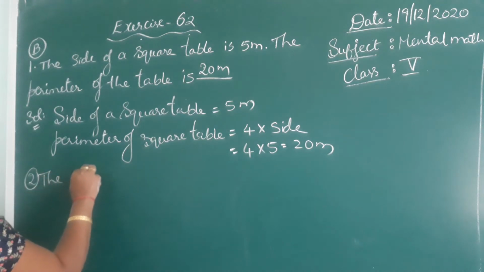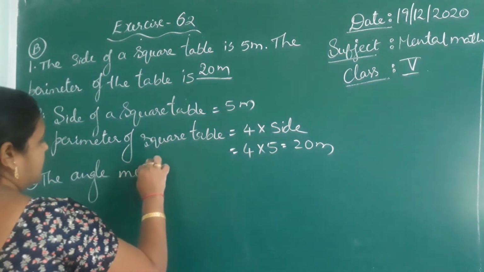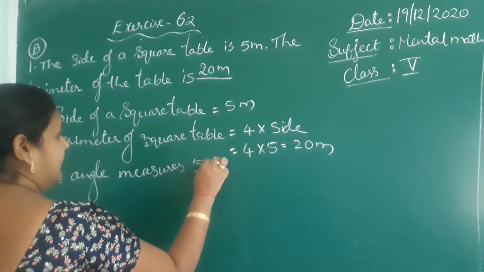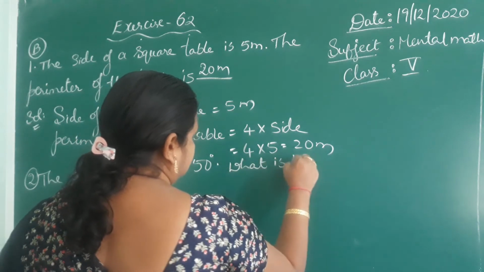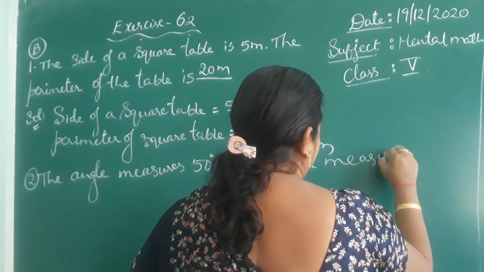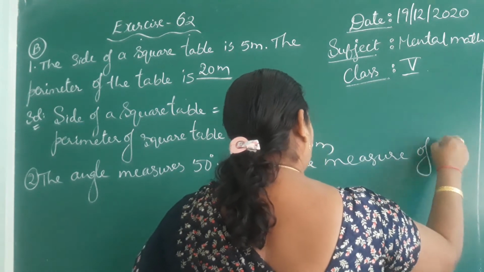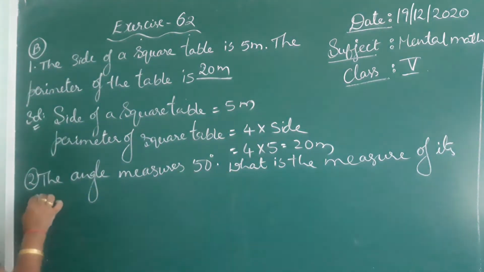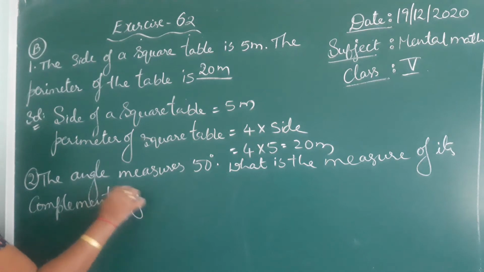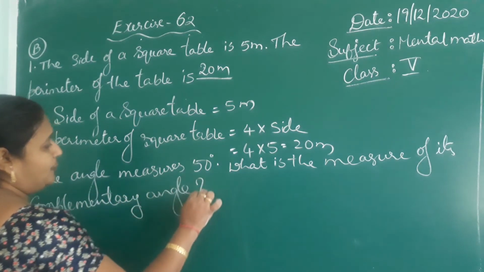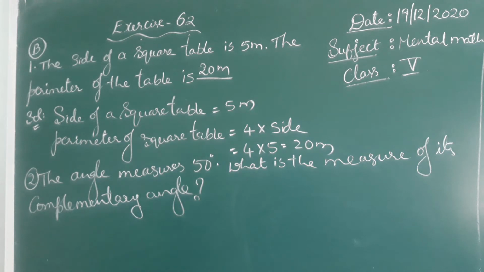An angle measures 50 degrees. What is the measure of its complementary angle? What is meant by complementary angle? If the sum of two angles is equal to 90 degrees, then we call those two angles complementary angles.